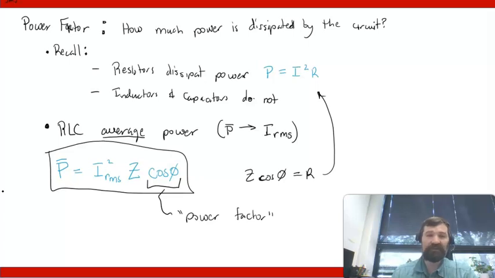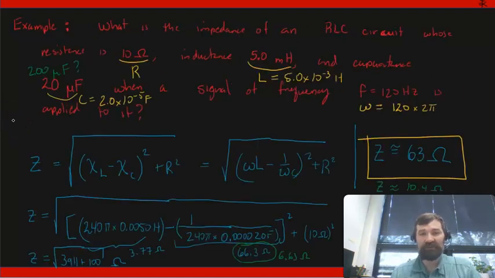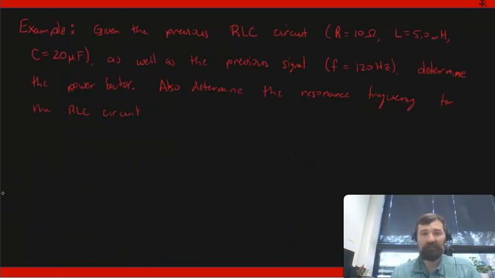So let's go ahead and work an example or two, maybe a quick example of two parts. Given the previous RLC circuit, that is the circuit that I worked this example for before, what is the power factor and what is the resonance frequency for this circuit?